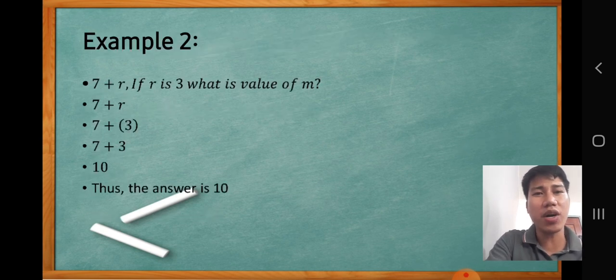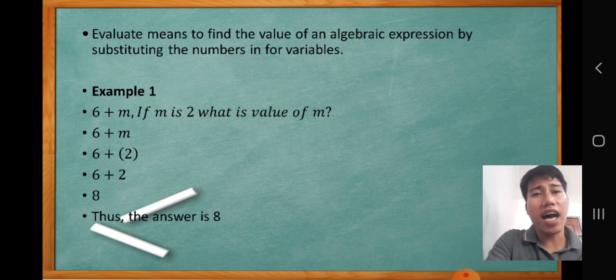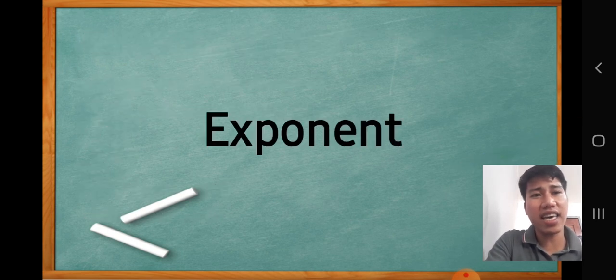Another example, 7 plus r. If r is 3, what is the value? So 7 plus r, 7 plus 3. You are substituting 3 for r. 7 plus 3 is equal to 10. Thus, the answer is 10. So that is evaluating an algebraic expression.